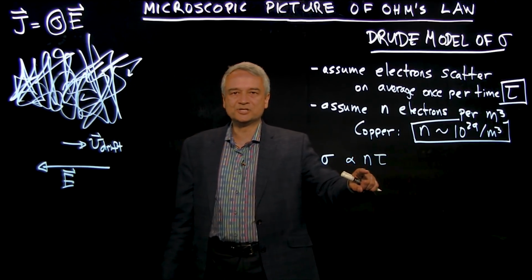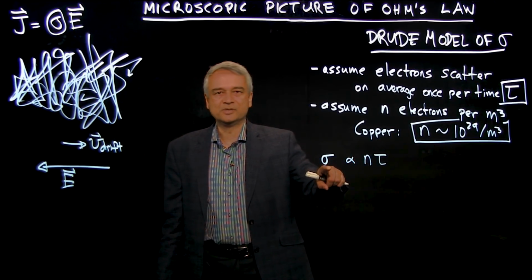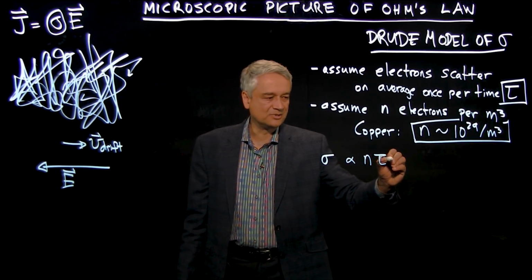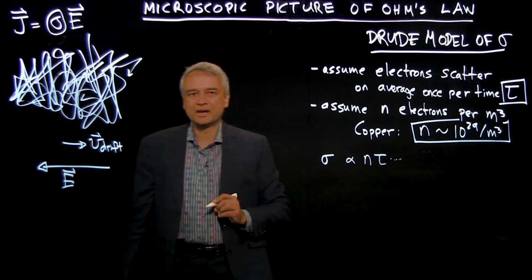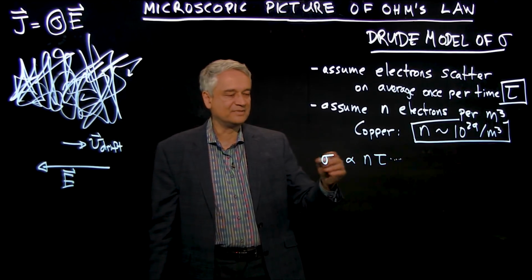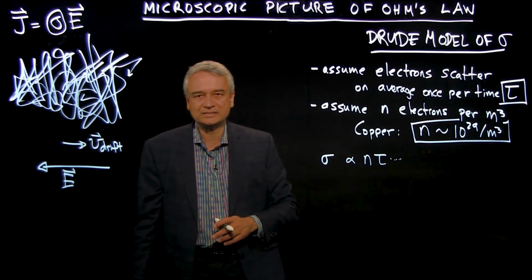Now you can do dimensional analysis and check that the units of sigma are not the same as the units of n times tau. So there must be something else here. At this moment, I'm not quite sure what to put here. So this is incomplete, I know. But I have this intuition that sigma should be proportional to n times tau.